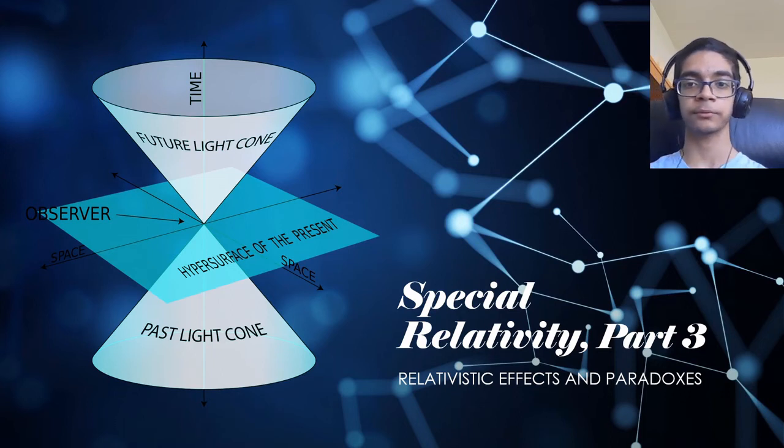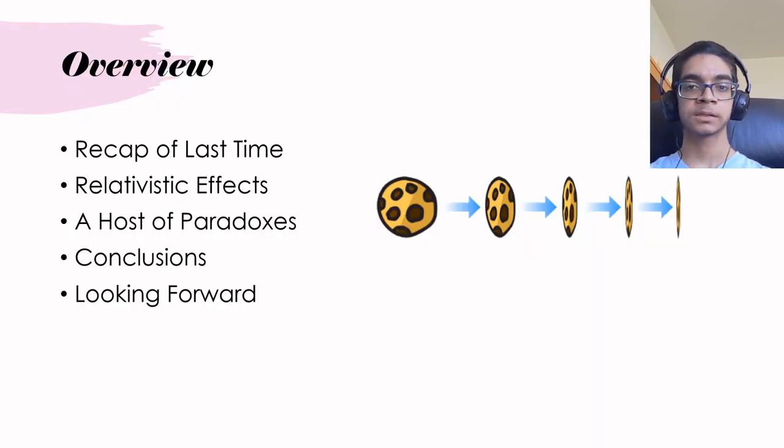Welcome to part 3 of the series of lectures on special relativity. Today, we'll be discussing relativistic effects and paradoxes. If you haven't watched parts 1 and 2, the links are in the description below. So today we're going to be summarizing a bit of what we did last time.